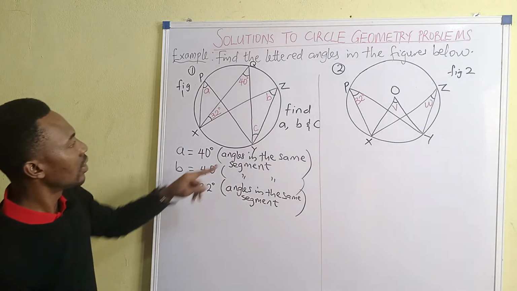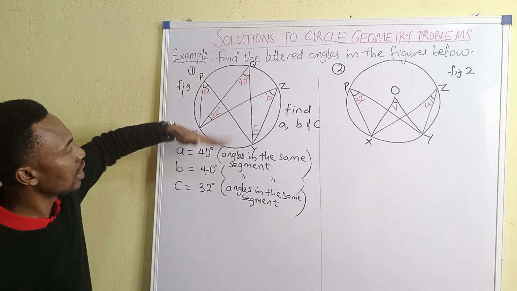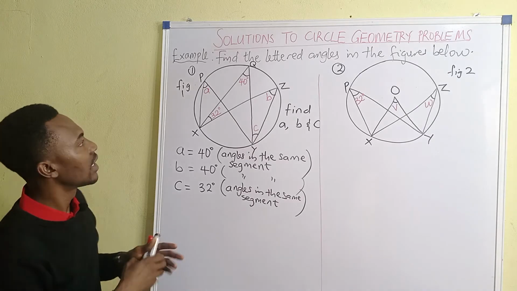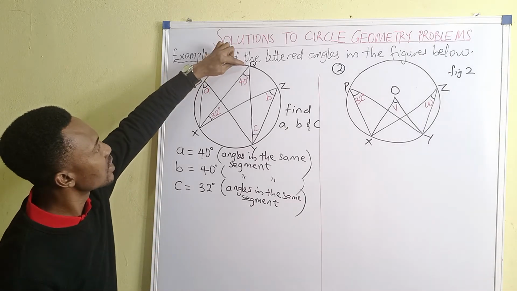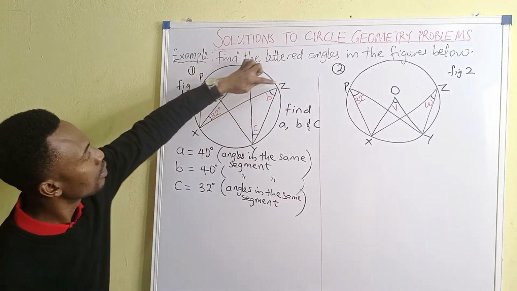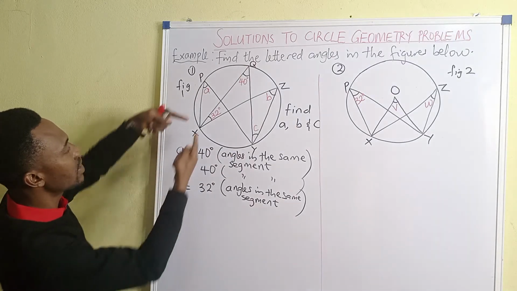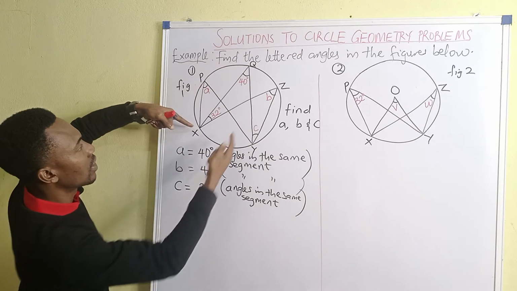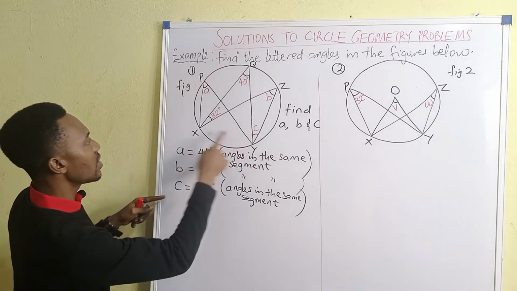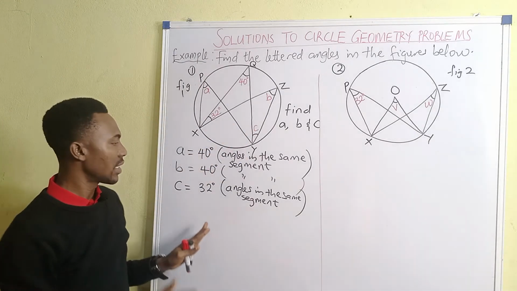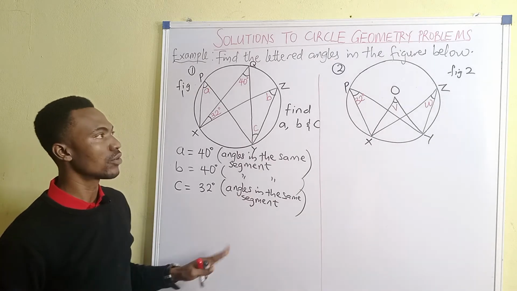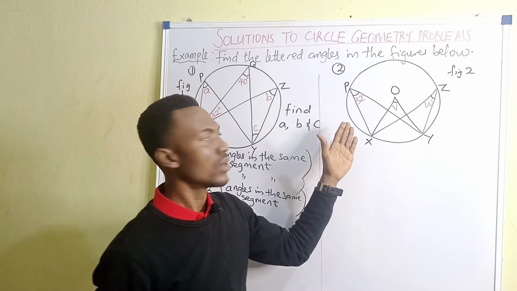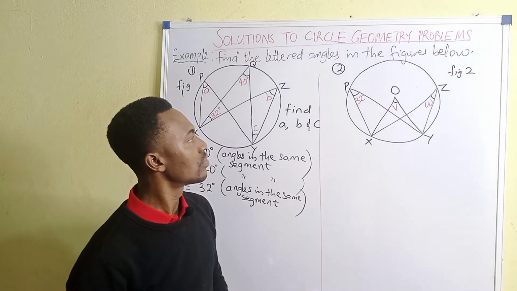Okay, now looking at angle C, it's now on the lower part of the circumference. However, you can observe that C is coming from point Q and point Z. This 32 is coming from the same point Q and point Z. So C is equal to 32 degrees. Angles in the same segment are equal. Now we are done with this. Now moving on to number 2.